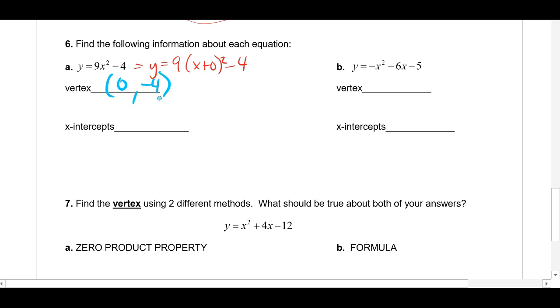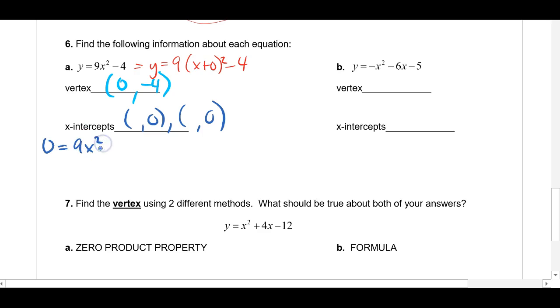Alright, but now I need to figure out, well, what are my x-intercepts? Okay, well, I'm going to have to solve that. And remember, I know that for my x-intercepts, my y is 0. So plug in 0 for y.